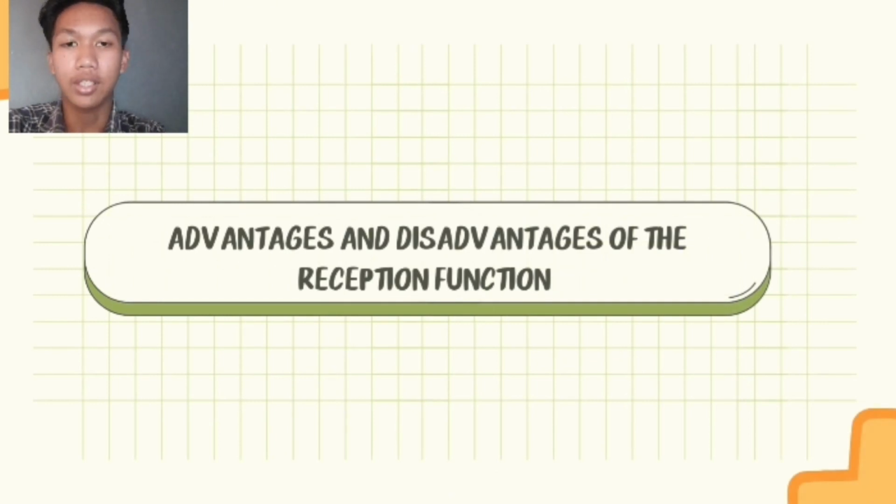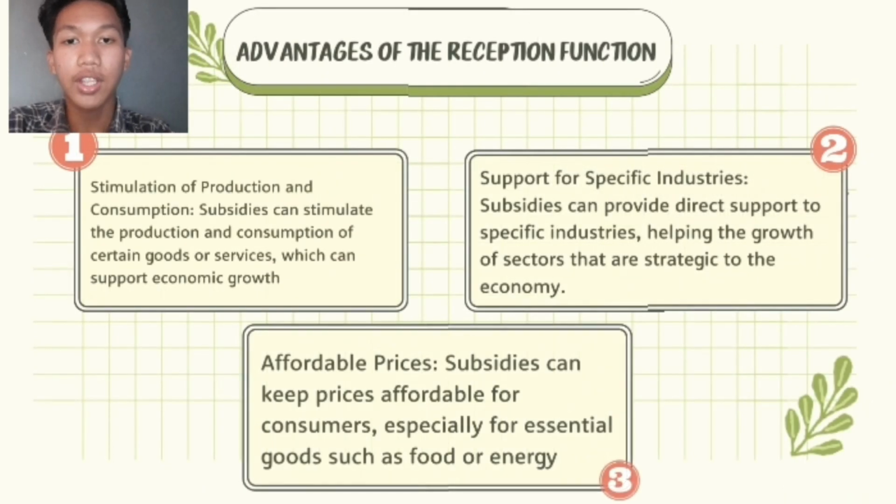Advantages and disadvantages of the subsidy function, or revenue function. Advantages: number 1, stimulant of production and consumption; number 2, support for specific industry; and number 3, affordable price. Subsidies can stimulate the production and consumption of certain goods and services.